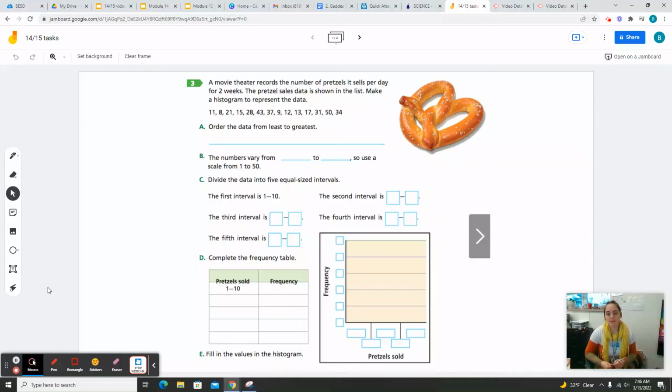Okay, this is 14.3, task 3, on page 455. A movie theater records the number of pretzels it sells per day for 2 weeks. The pretzel sales data is shown in the list. We're going to make a histogram to represent the data.